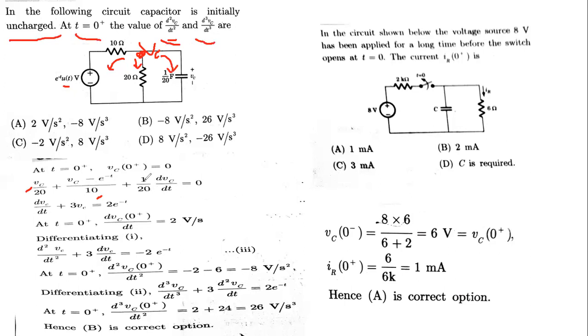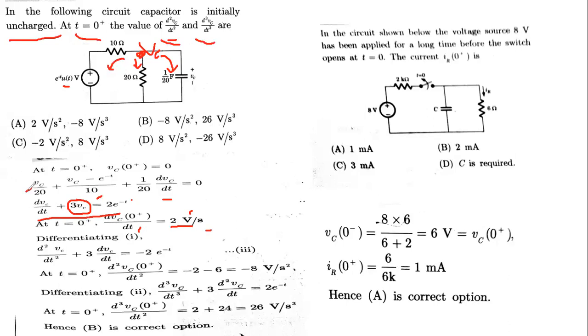The capacitor value is 1 by 20. When we solve this equation, dVc/dt plus 3Vc equals 2e to the power minus t. But the capacitor voltage is 0 at t equal to 0, so this 3Vc is 0. So dVc/dt at t equal to 0 plus equals 2e to the power minus t, and when we put t equal to 0, this is equivalent to 2. The unit is volt per second. So dVc/dt is 2 volt per second.